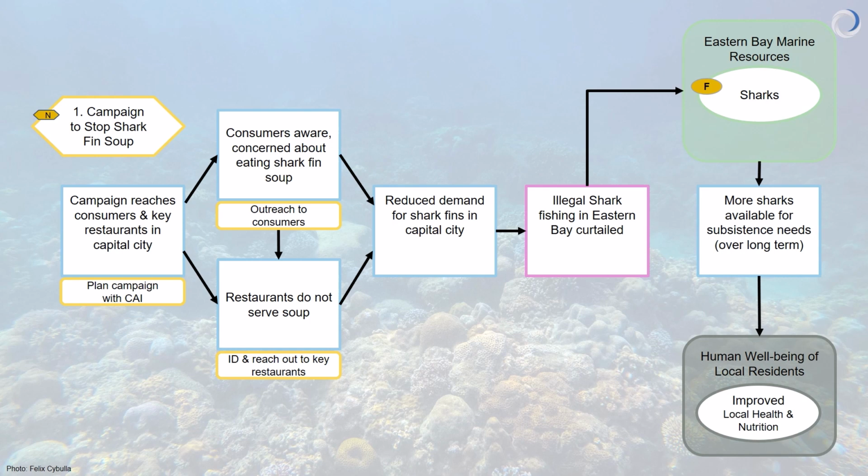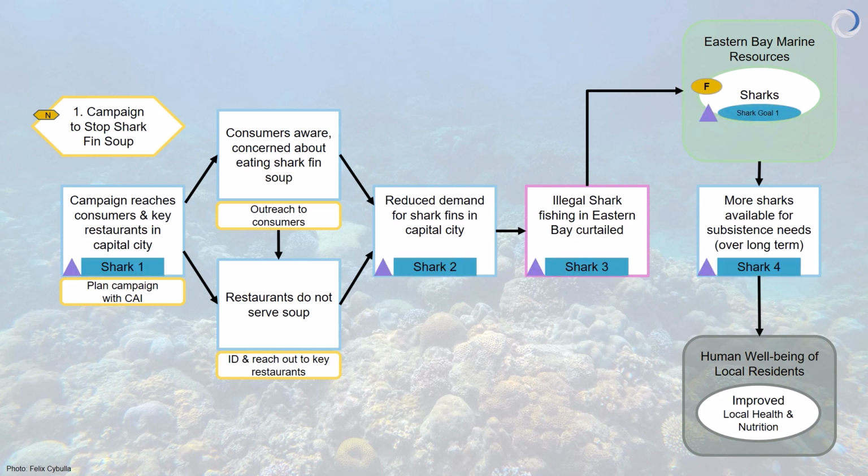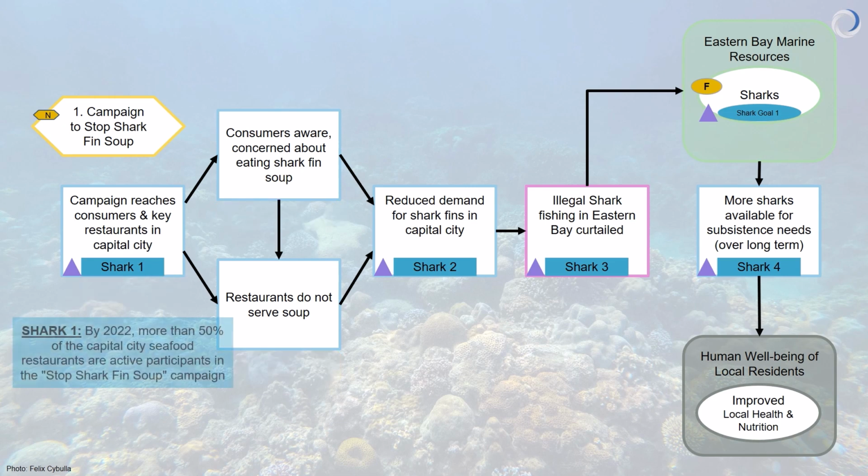The team also clarified the importance of sharks to subsistence fishers and human well-being of local residents. One of the great things about a results chain is that it provides a framework for teams to identify where to set measurable goals, which are tied to targets, and objectives tied to boxes along the chain. Here you can see some key points where the team set goals and objectives and associated indicators represented by purple triangles in this figure. Here are some examples of objectives and goals along this chain.